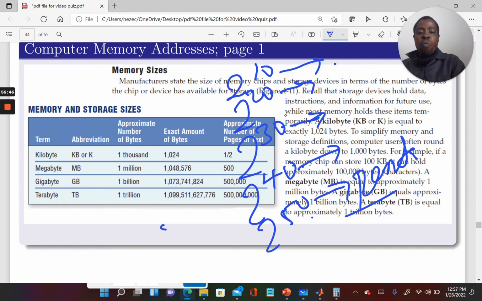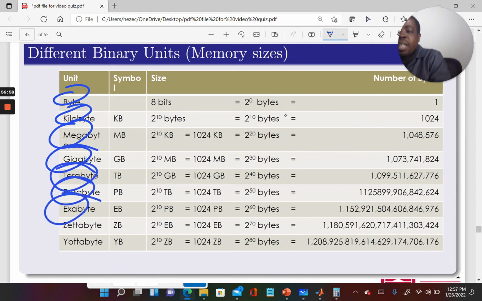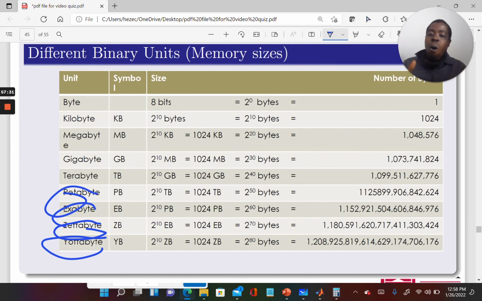You remember petabyte? 50. Pentagon has 5 sides. And you have more here: byte, kilobyte, megabyte, gigabyte, terabyte, petabyte, exabyte, zettabyte, and yottabyte. Look at petabyte here, 2 raised to power 50. Most of YouTube and all this cloud storage, they have multiples of yottabytes, zettabytes, exabytes, and petabytes to store people's videos. Twitter, YouTube, Facebook, they have backup servers and storage devices that can store people's photos, images, and audios.